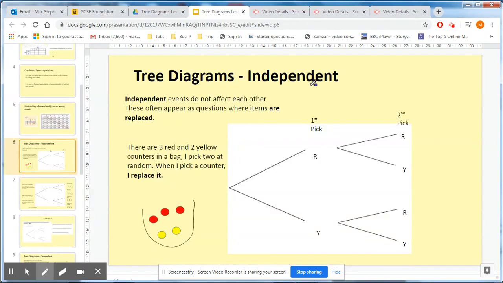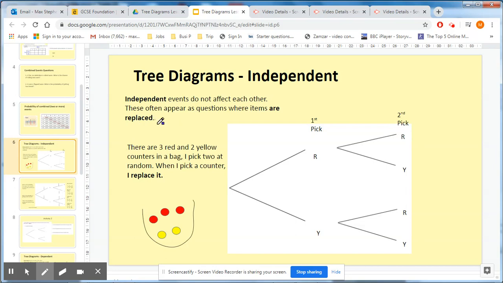Okay, so the reason we've gone through all of this is because we're going to look at tree diagrams. So there's 2 different cases for tree diagrams. One we call independent, and that is where the events that happen do not affect each other. So the first event does not affect the probability of the second event. So often when we see these in the questions, it's going to be when items are replaced.